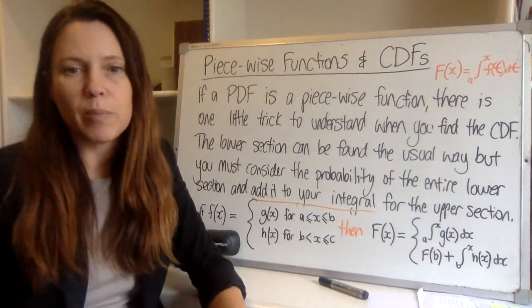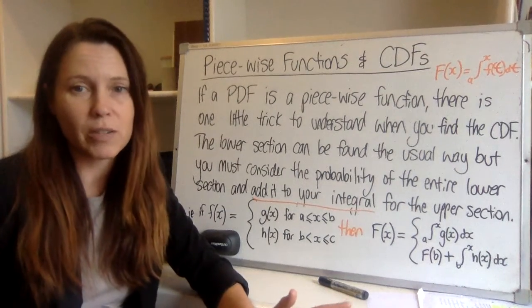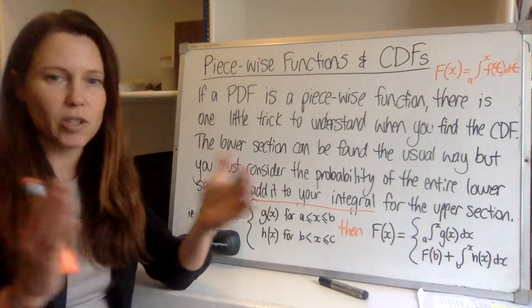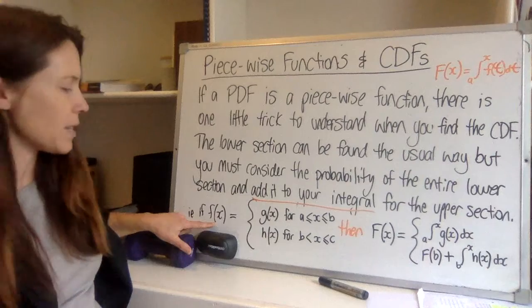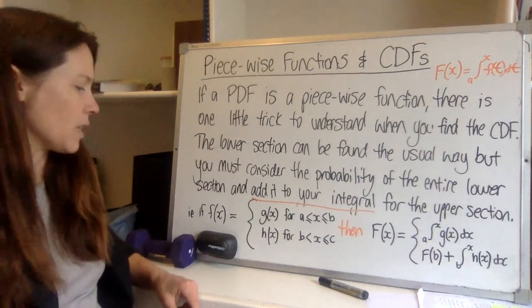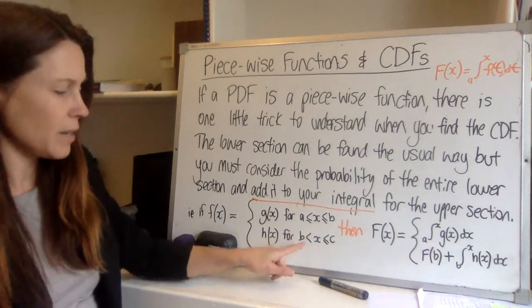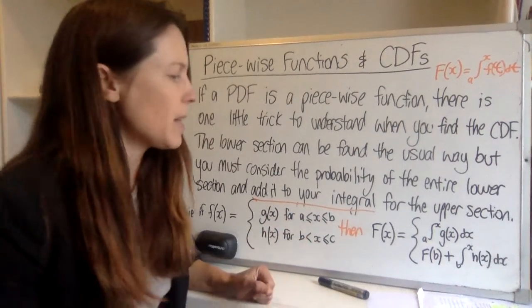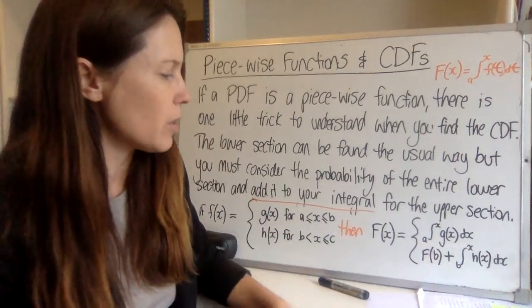Now, there's a bit of a problem when you're dealing with a PDF that is a piecewise function, because there's a bit of a trick that you need to understand so that you get the right answer for the CDF. Now, if you divide it into sections, and here I've got an example, if we say that the PDF, or little f of x, equals g of x and h of x, I've just put those there to mean we've got some formula for it, and it's between, say, a and b, and then the upper section's between b and c, what you need to do is break it up and say, all right, for the lower section, or the section that's to the left, I'll do that first.